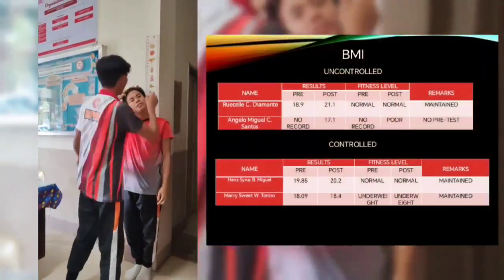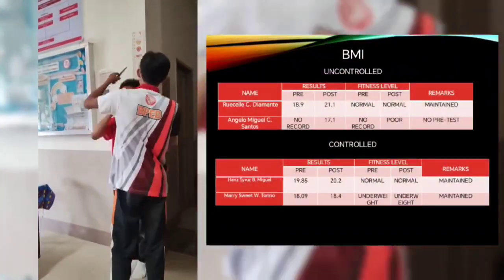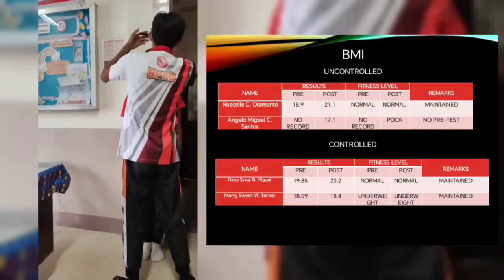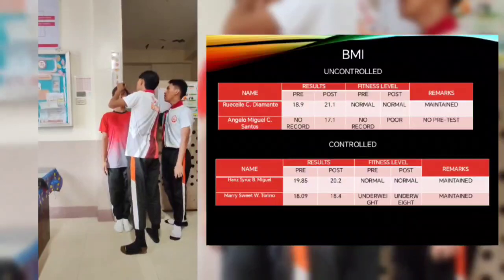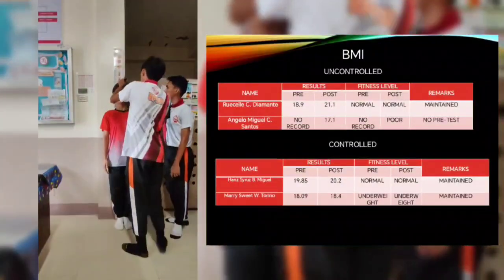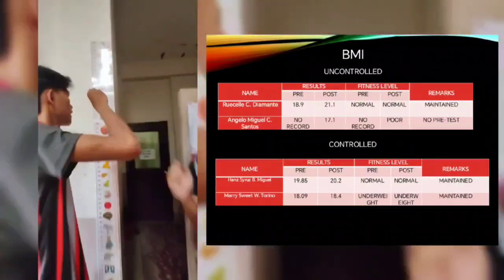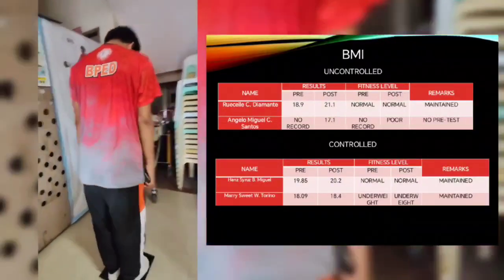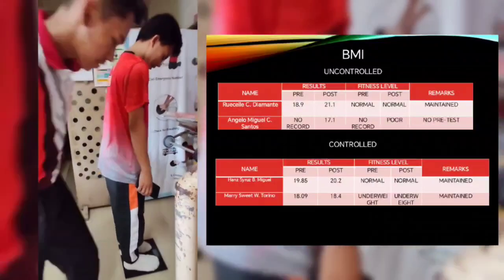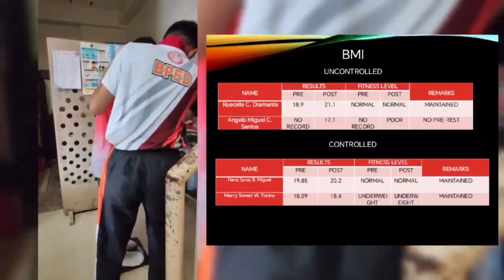Last but not the least, BMI. We will be first discussing the uncontrolled group. For Rosel C. Diamante, his pre-test is 18.9 and his fitness level is normal. His post-test is 21.1 and his fitness level for the post-test is normal. And he has a maintained remark. As per why he has a maintained remark, it is because he has been doing minimum training.